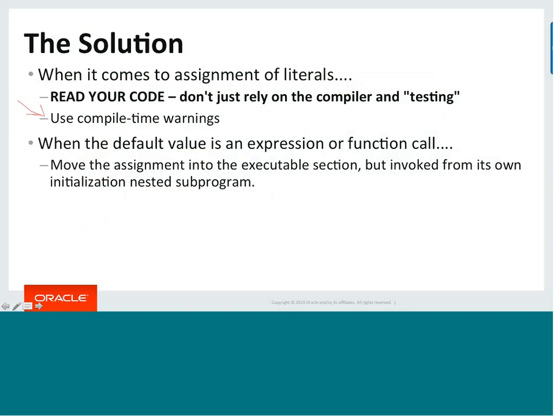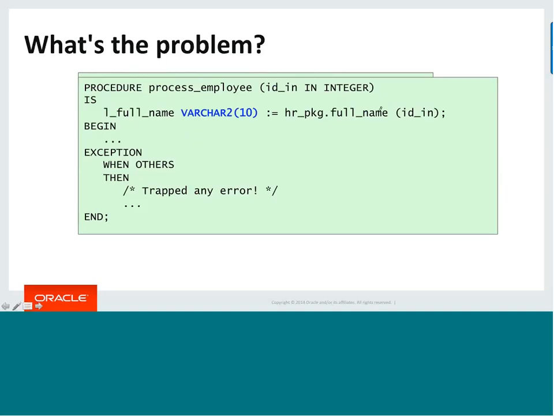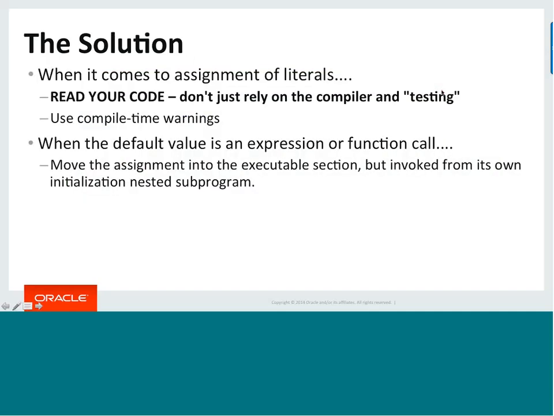Now, that's when it comes to the assignment of literals. But then there's this other situation where I've got an assignment of a function. In this case, I can't eyeball the code and say, well, that could be a problem, or that's never going to be a problem, because the value is hidden away, and therefore, obviously, we can't trust that it will never be a problem. But eyeballing the code doesn't do it.